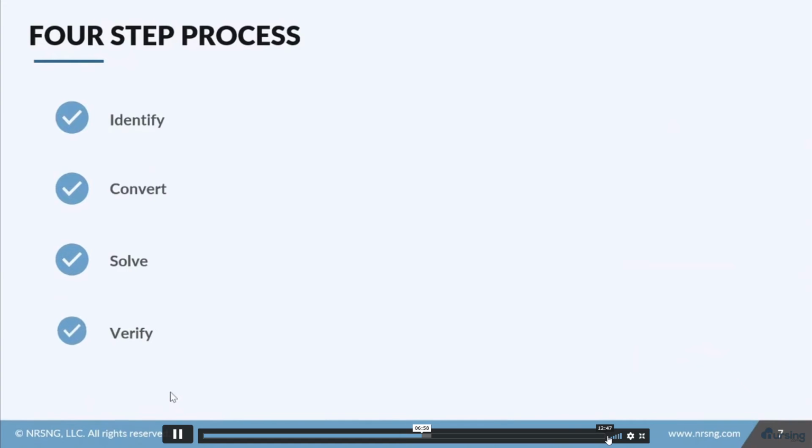Okay, so those are the basic formulas. Now I just want to run through this 4-step process. We really think this is going to help you with your med math. So I'm going to use one example through all 4 of these steps so you can see what it looks like. The 4 steps are identify, convert, solve, and verify. I remember I can secure victory with MedMath.